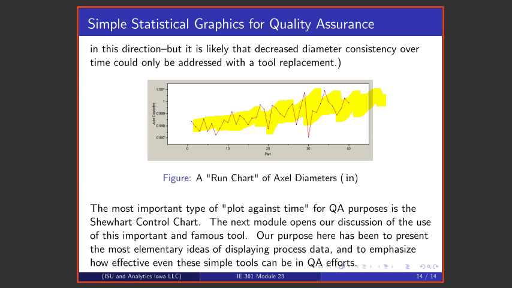Some kind of automatic adjustment to the position of the tool might very well smooth this picture out or flatten this picture out, get rid of the upward trend, but it's unlikely that it would deal with the increased variability over time.